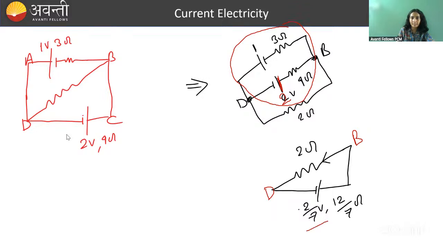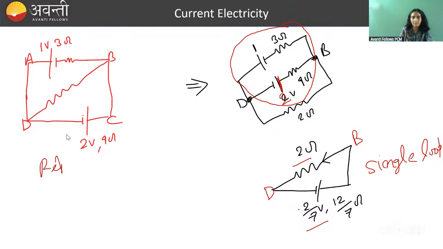Now its voltage is 2 by 7 volt. Resistance is how much? 12 by 7 ohm. And this circuit is simple like this. This is single loop circuit. है ना, single loop है. So everything is in series. And here 2 ohm and here 12 by 7 ohm.